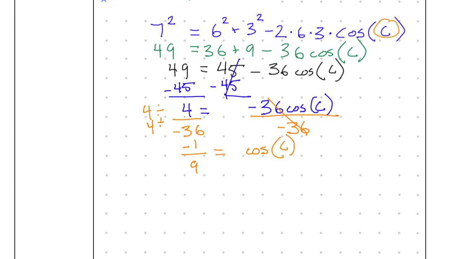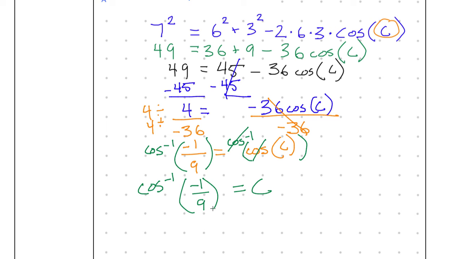And then our final step, antiderivative, or not antiderivative, anti-cosine. How do I say anti-cosine? There's a word for that. Gunnar? Arc cosine. Yeah, arc cosine of both sides. And the arc cosine will cancel out with the cosine, and I now have isolated capital C. Capital C is cosine to the negative 1, or arc cosine of negative 1/9.